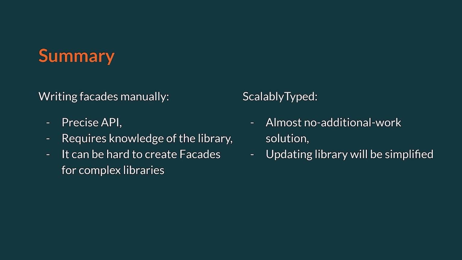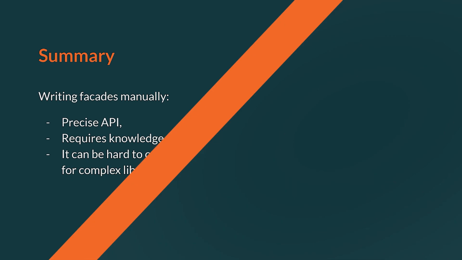Summing up, if you want to have precise API customized for your needs, it can be worth to create facade manually. It is a bit tedious, but after it's done, you're ready to work with it. It also may require knowledge of the library, and it can get really complex the larger it is. On the other hand, ScalablyTyped offers you almost no additional work solution. Maintenance of the facade will all be also automated in comparison to manually written facades.